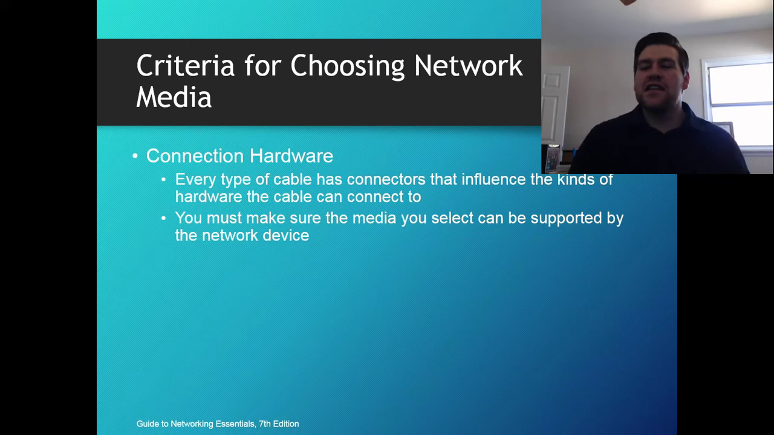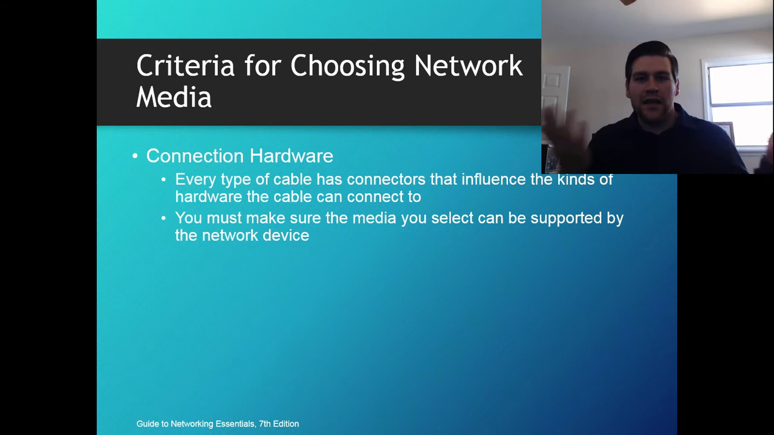And then, of course, the final criteria is your connection hardware. If your NICs are all copper, category 5E RJ45 connector NICs, even if they're gigabit or whatever, you're not going to be able to use fiber optic for your media, or for your medium. So be aware of what kind of connection hardware you have. So if your switches are all fiber optic and your NICs are all copper, you're going to have a hard time getting all that to connect up. So keep that in mind as well.